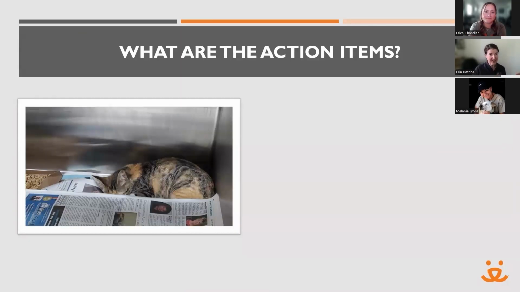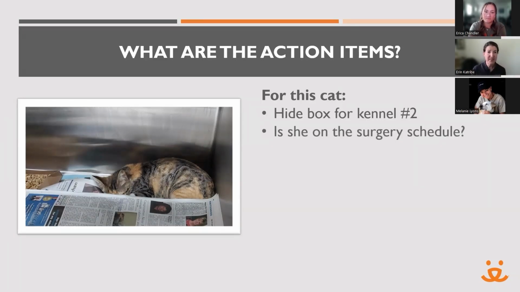All right, so back to our kitty cat friend. So we're recognizing the FAS, identifying that she needs a hide box, right? And so for this cat, what are the things that I'm writing down in rounds? Number one, it's going to be hide box for kennel number 2, or whoever she is, for sure. And then I'm asking, is she on the surgery schedule? I mentioned to you, she's on an RTF pathway. Here we are Saturday morning, surgery's not till Monday. Is she on that surgery schedule? Can we get her in surgery on Monday so she can get released the very next day?